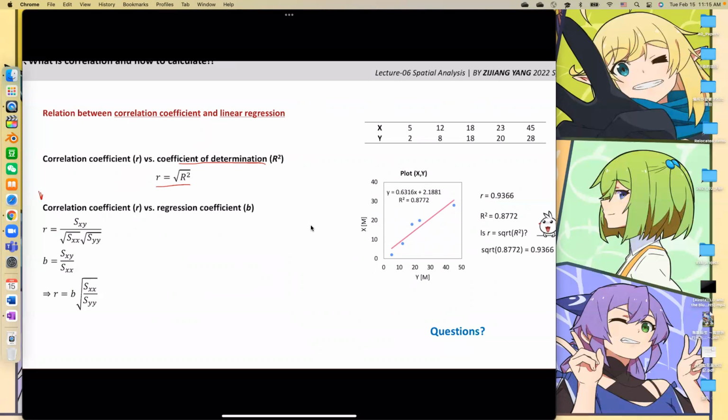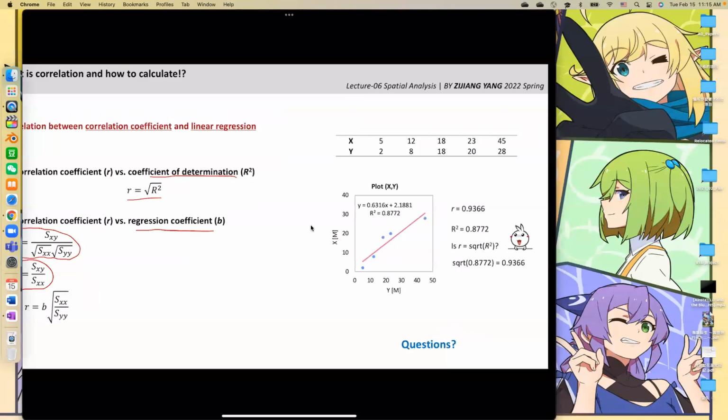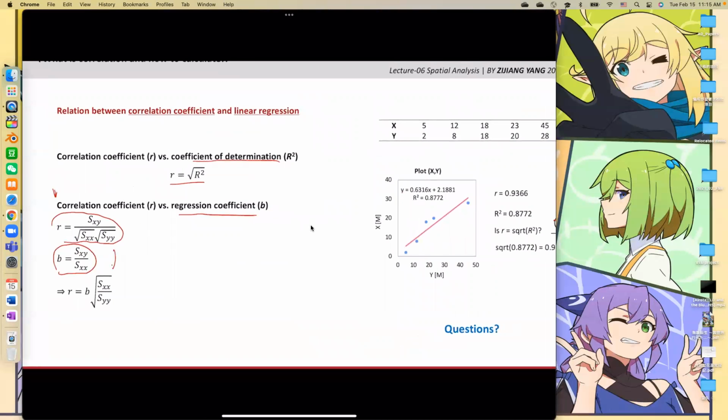The correlation coefficient and the regression coefficient B. We know that B is a slope. We know that R equals this one, and we know B equals this one. After some replacement, we can have this relation. This relation tells us that the correlation coefficient is positively proportional to the slope. And we know that this part must be positive, so they are positively related.